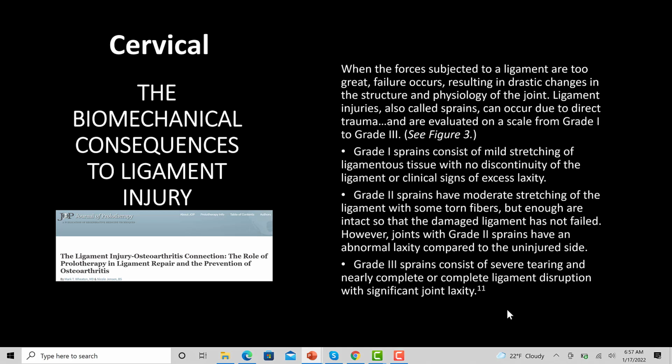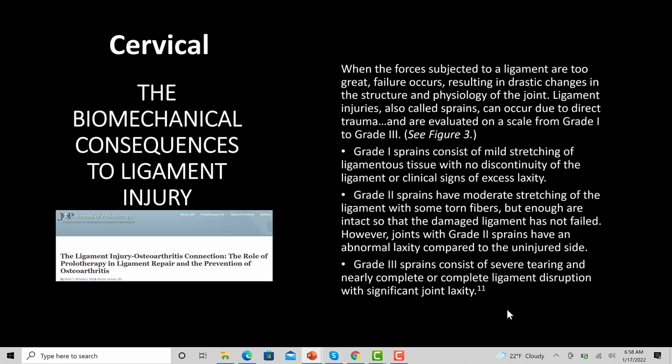sprain finding. It says grade 3 sprains consist of severe tearing and nearly complete or complete ligament disruption with significant joint laxity. Now, the ligament could be disrupted, but there are other check ligaments in the spine. So let's say you have a ligamentum flavum that is avulsed, completely separated. It doesn't mean the other ligaments are separated. That's why you use excessive motion.